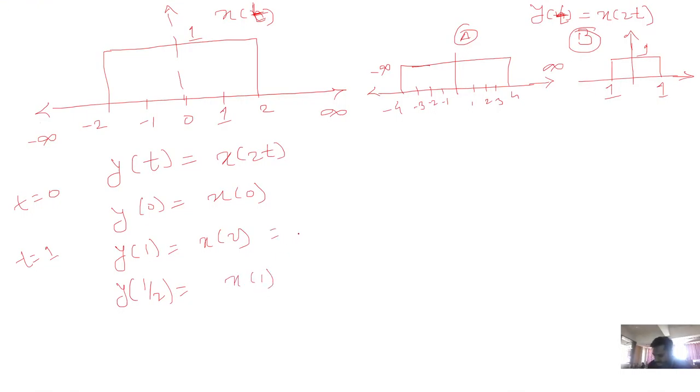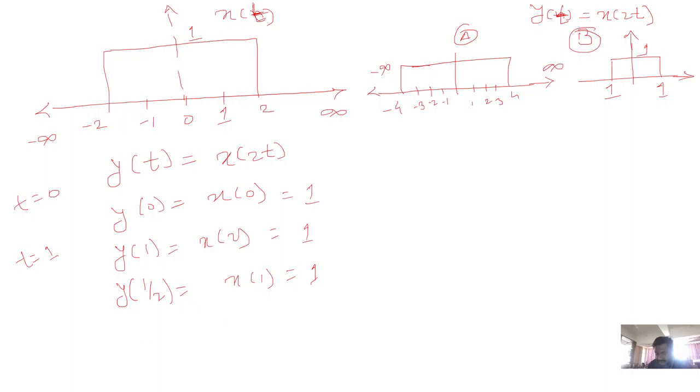X of 1, and all these values are going to be 1. Am I right? All these values. I'm just considering for simplicity only the positive part, not the negative part. Whatever is happening on the positive part is going to get repeated in the negative part.